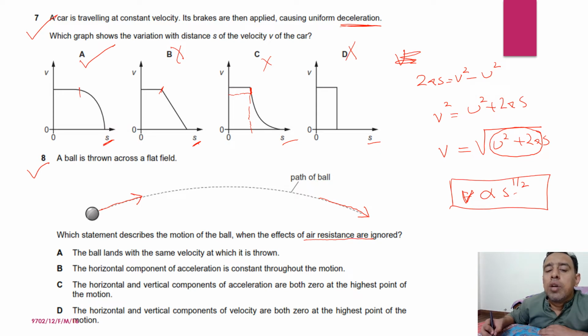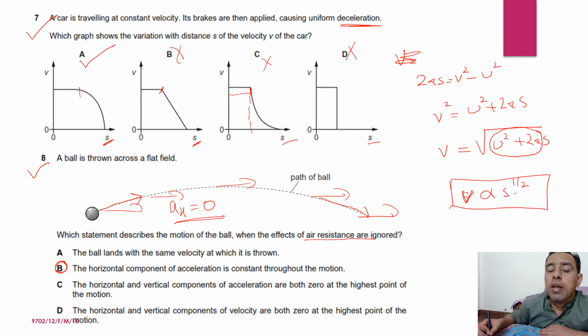The horizontal component of the acceleration is constant. The horizontal component of the acceleration means ax is 0. The horizontal component of the acceleration is constant means the horizontal acceleration is 0 and it remains 0, at this point or this point, somewhere over here, during all this horizontal motion the acceleration is 0. 0 means there is no variation, so it is constant. That's why option B is correct. Clear? And C is wrong, because the horizontal and vertical components of the acceleration are both 0.